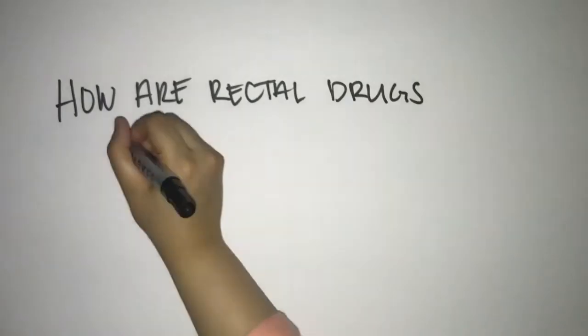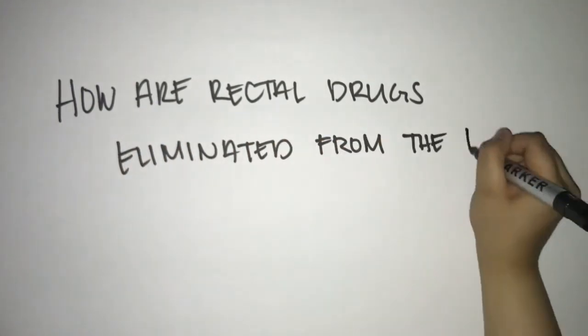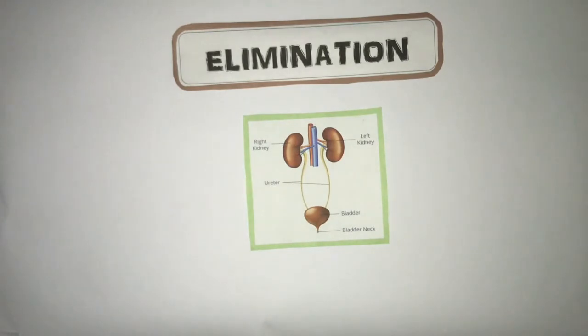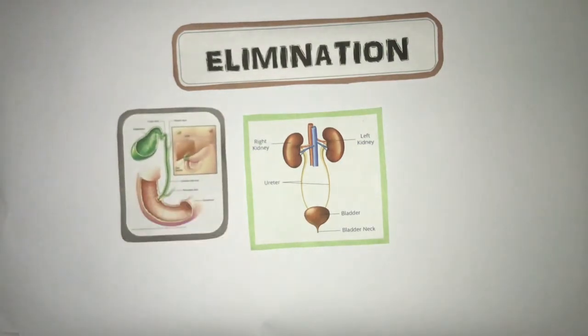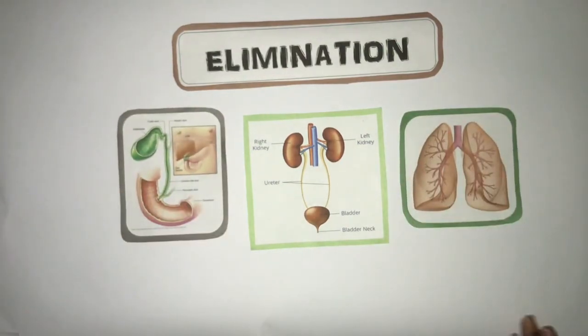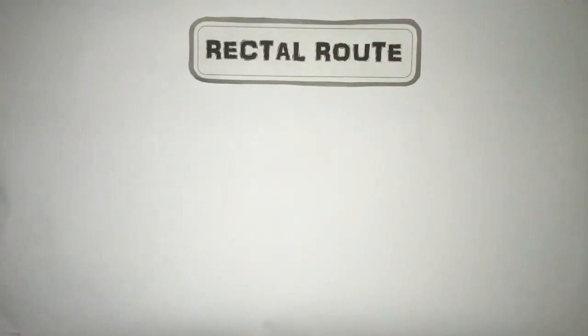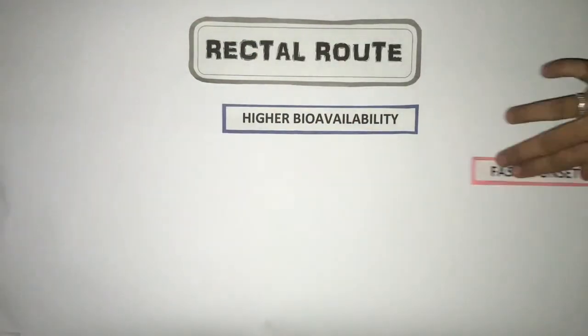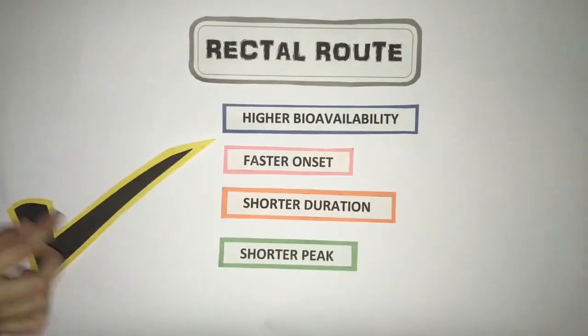How are rectal drugs eliminated from the body? Elimination of drugs. The major site of elimination is through the kidneys. Other pathways may include the excretion of drugs through the lungs and in bile, sweat, saliva, or body fluids. Overall, rectal route has relatively higher bioavailability, faster onset, shorter duration, and peak.